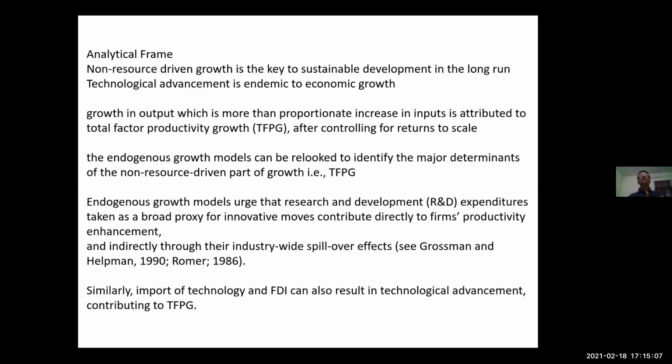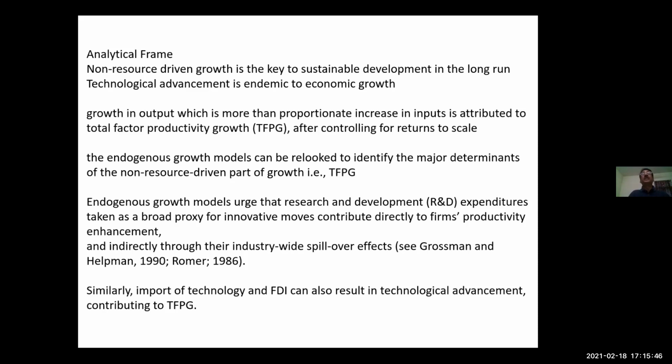Okay, so if you are using up your resources, then there is no big deal in realizing a higher rate of growth. So when we are posing this question that the determinants of growth need to be identified so that the policy initiatives can be introduced, we are also asking what are the determinants of non-resource driven growth or resource saving growth, so that total factor productivity growth can be realized, or the policies can be introduced to reap benefits in terms of higher total factor productivity growth.